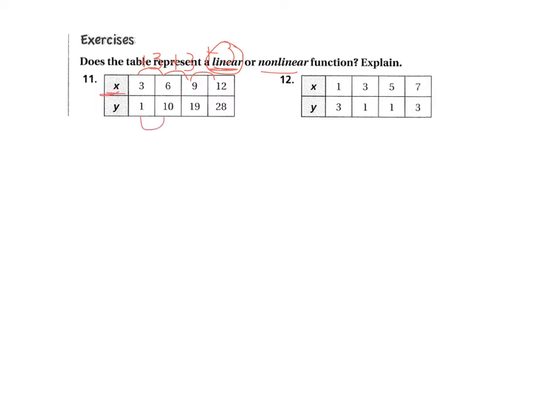The y is going +9, +9, +9. So because we have consistency with the x and the y, this is linear.